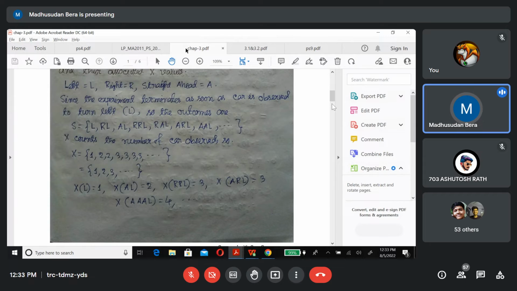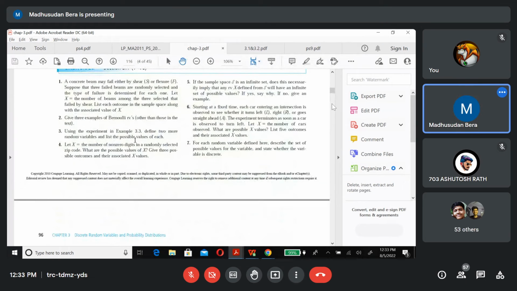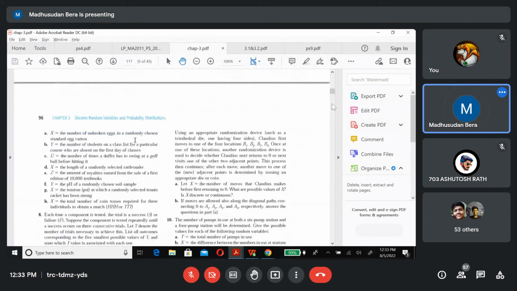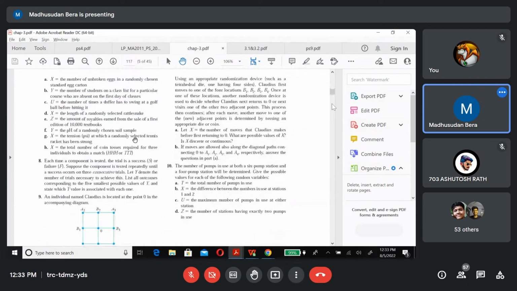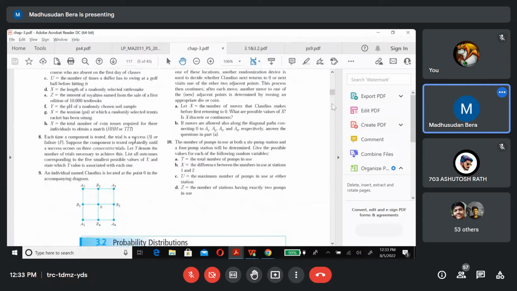Now the next question is a little bit different. Next is question 10. The number of pumps in use at both a 6 pump station and a 4 pump station will be determined. Number of pumps in use at a 6 pump station and a 4 pump station.